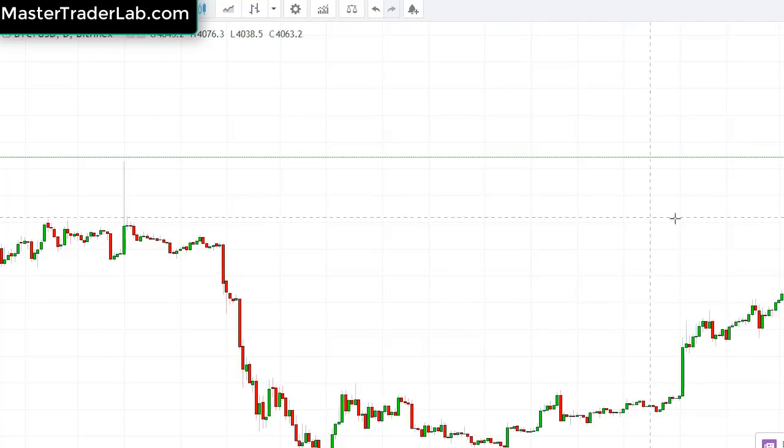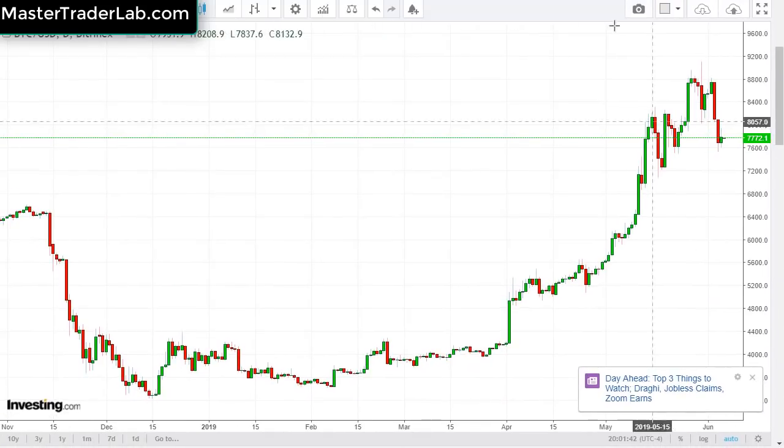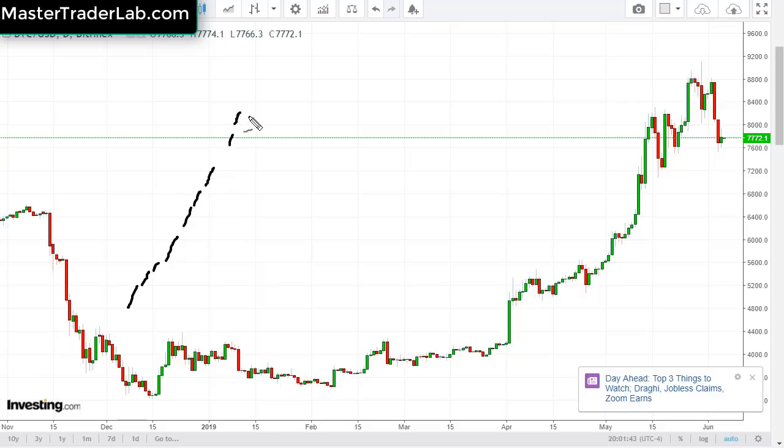Now, I want to start off with looking at Bitcoin here because we actually had one just recently and it's really, really interesting. I want to start off with the preface of how to identify this. If the market's been going up for quite some time, basically for quite some time, okay? And then we had not much, but just a little bit of a pullback, right? Just a little bit of a pullback.